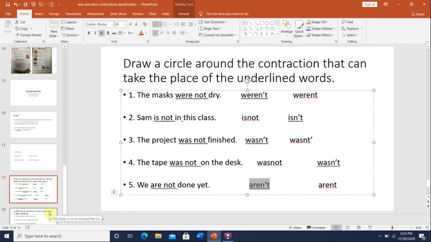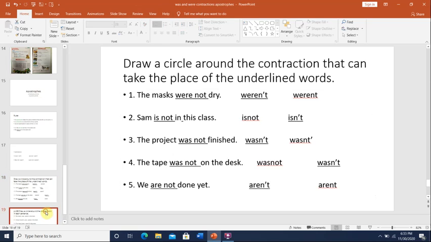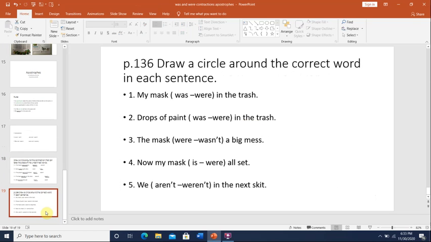Okay, I think this is a very simple lesson because we already took contractions with is and are and was and were. Now, this is a quick review of what we took this week. It says draw a circle around the correct word in each sentence. Okay, so here we have to choose between was and were. My mask was or were in the trash.